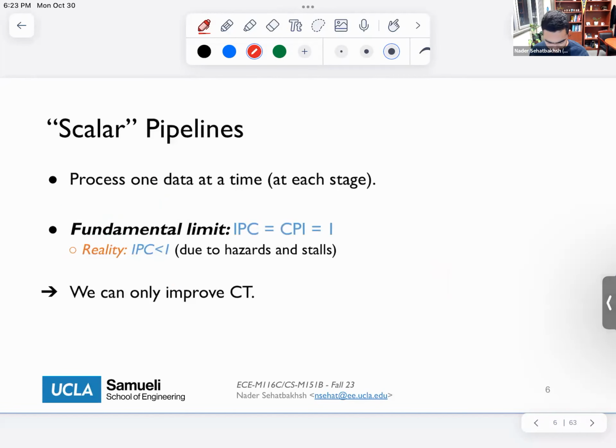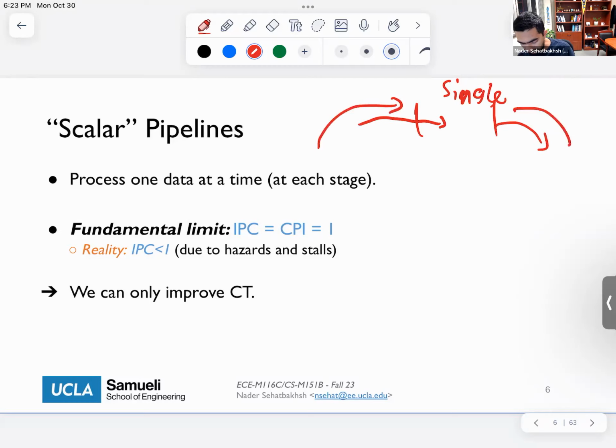Okay, so let's see what else we can do. If you think about this, the pipeline stages are really what we are going after. It's because we are doing what we call a scalar pipeline, which means that we are really processing one data at a time. If you remember, we started this idea with a single cycle design, right? In single cycle, we feed one instruction into the design and wait for it to finish, and then we feed another instruction and another instruction and so on. So one instruction at a time, right?